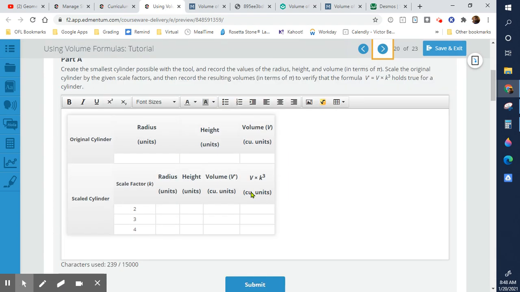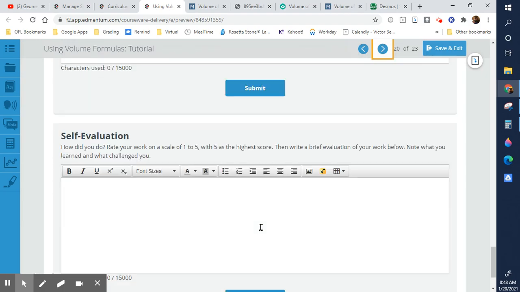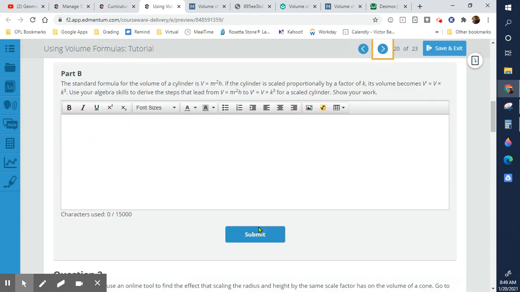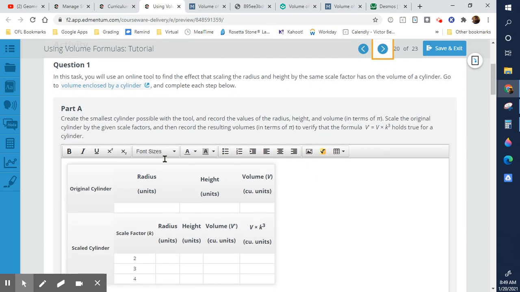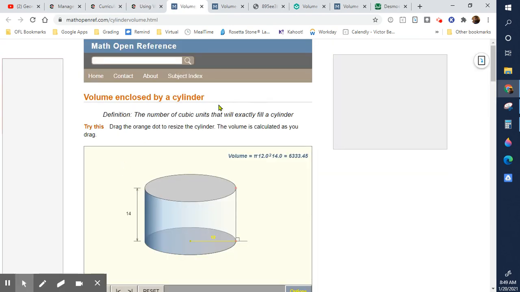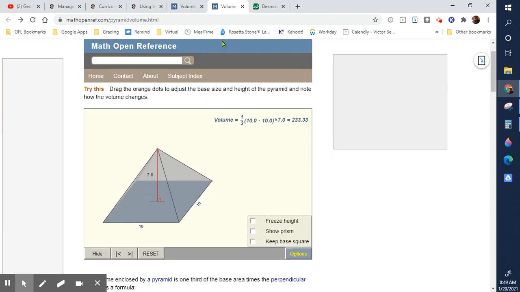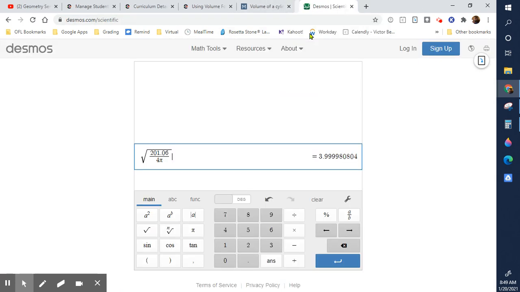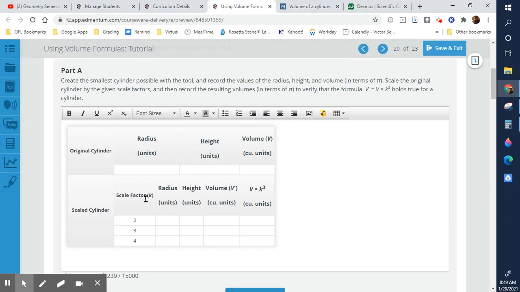So let's work on these problems. All right, so let's take a look. We're gonna go here for our first question. Let me close out some of these. Not sure where that Khan Academy video came from when that tab opened.